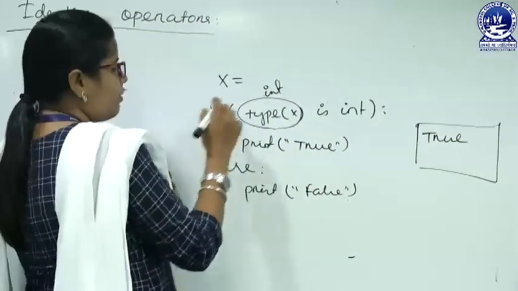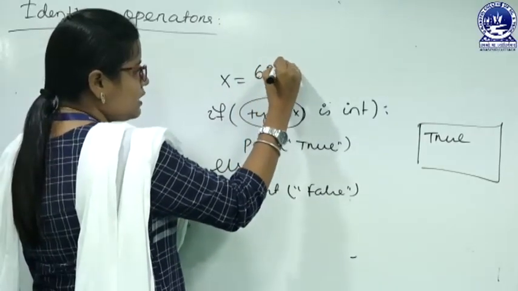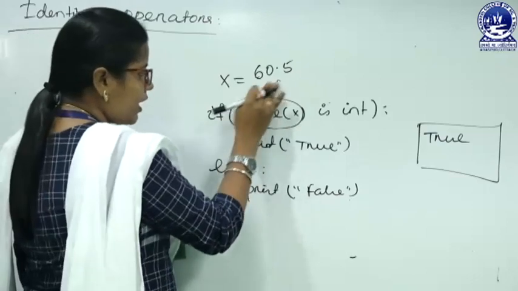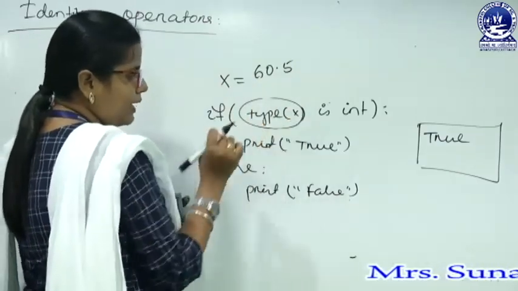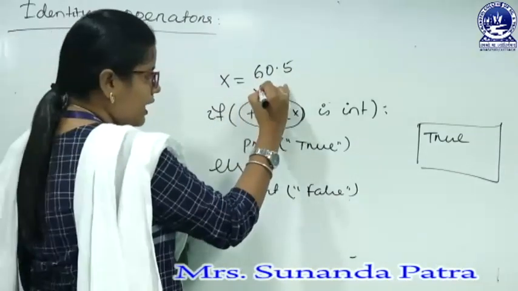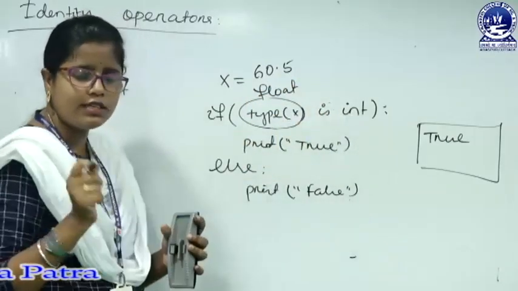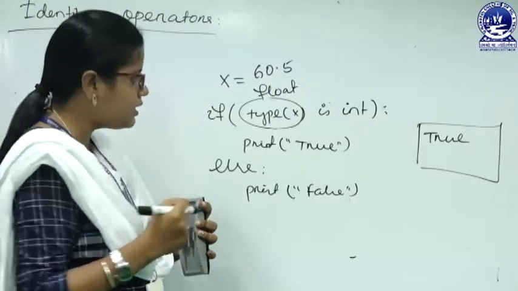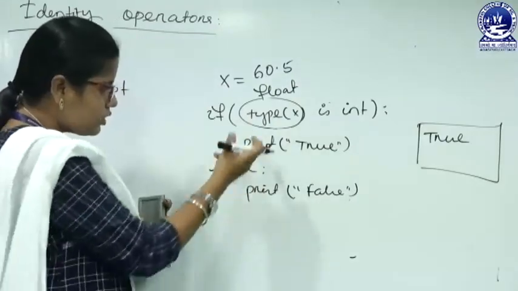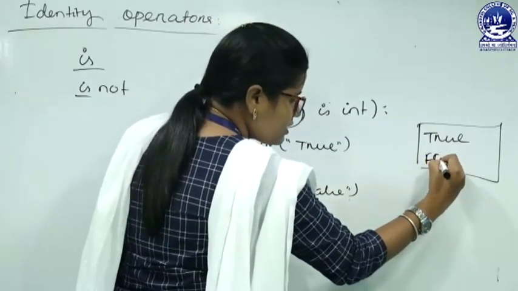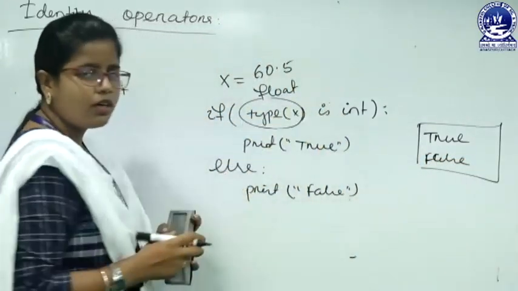If I am changing the value to x equals 60.5. Okay. Then again try to execute this. Type of x is what? This is a float type. Float is int. Yes or no? No, float is not int. Then what will be the result? The else block will get executed and the output will be false, because float is not an int.